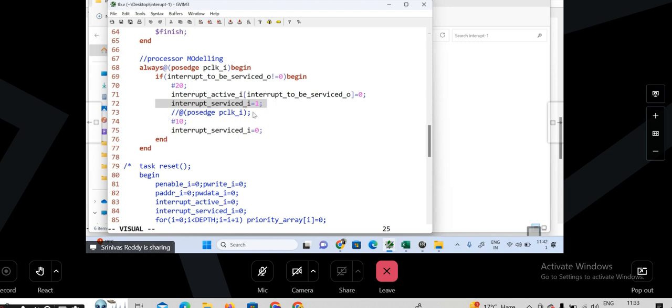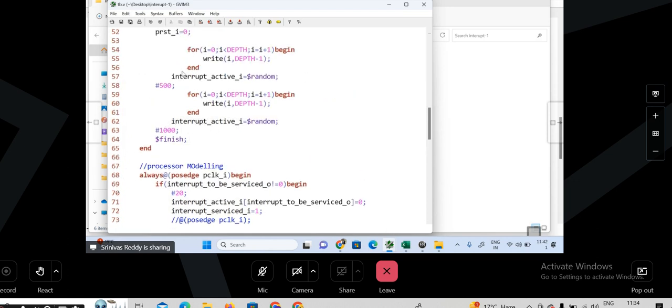Always at the positive edge of the clock, if interrupt to be serviced is not equal to 0, meaning it should be 1. If this is 1, what am I doing? After some delay, interrupt_active is nothing but the interrupt to be serviced, whatever question I need to answer. Now I'm making it equal to 0, which means I have given the answer.